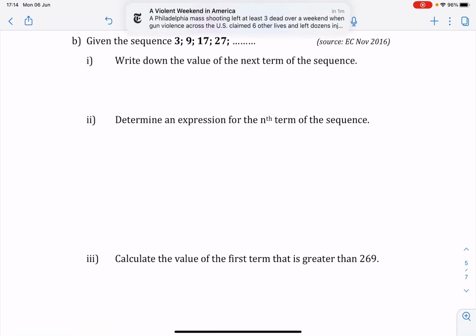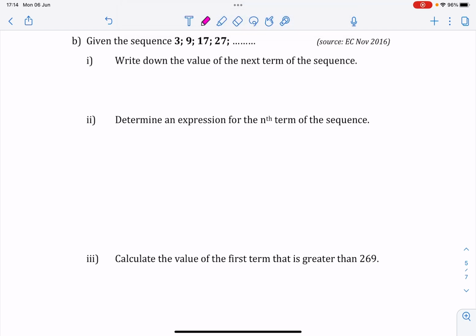Okay, let's do one more example. Given the sequence 3, 9, 17, 27, write down the value of the next term in the sequence. So we can then see here, look at question 2 to make this easier. Determine an expression for the nth term. So they want the general term. So I'm going to start the work here and work backwards to get that next term.